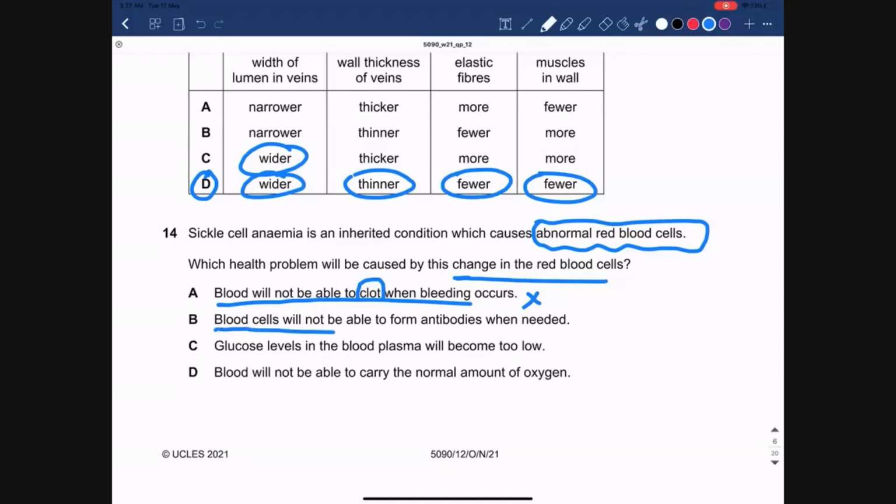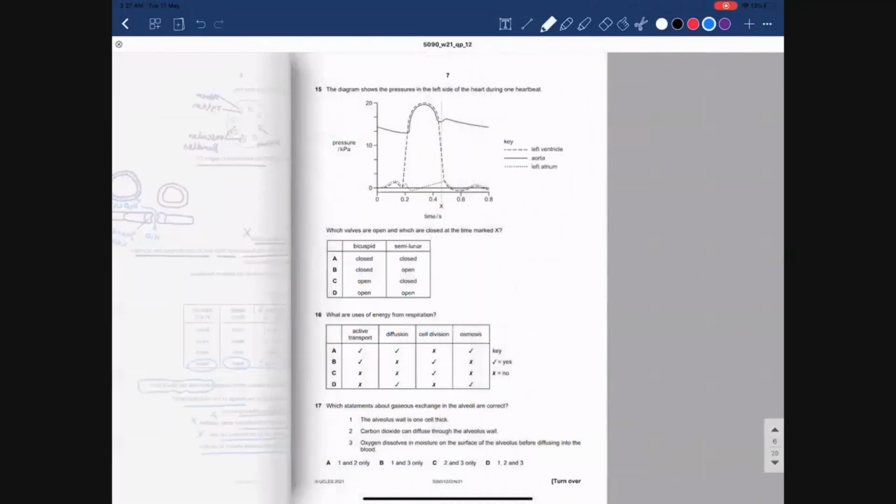Blood cells will not be able to form antibodies. Antibodies are formed by lymphocytes, which are a type of white blood cells, so red blood cells have nothing to do with antibodies. Glucose levels in the blood plasma will become too low. The maintenance of glucose concentration is not a role of red blood cells; it is maintained by the liver and the pancreas. Blood will not be able to carry the normal amount of oxygen. This is the true answer because red blood cells are involved in the transport of oxygen. If the red blood cells become abnormal in sickle cell anemia, they will not be able to carry the normal amount of oxygen. So the answer is D.